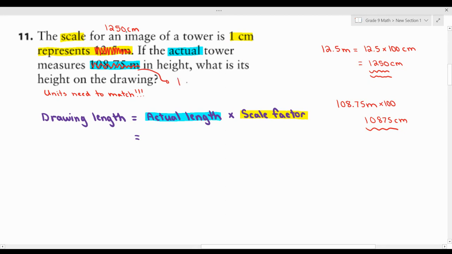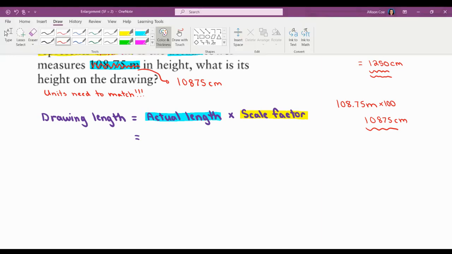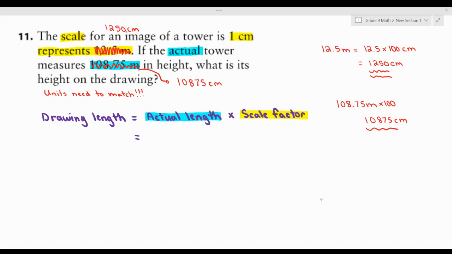So I'll say that's like 10,875 centimeters. Okay, because if my scale is going to be centimeters, I want this to also be centimeters, right? So I'll fill in our actual length, which is 10,875 centimeters. I'm going to drop the units, times my scale factor.